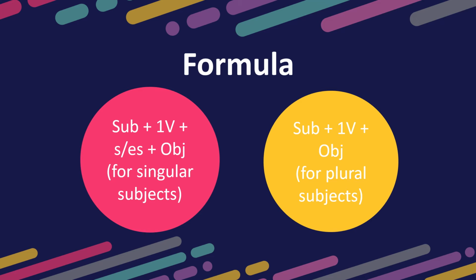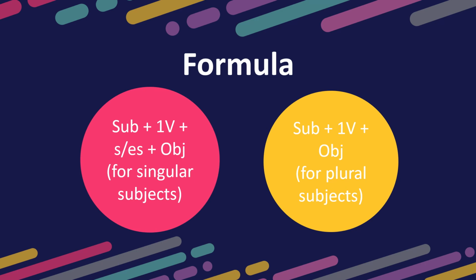Now, the formula for simple present tense: we always use the subject at the start, then the root verb or first form of the verb, plus s or es, plus object. Why do we use s or es with the first form of the verb? When we have singular subjects, for example, he, she, it, or the name of a person. For example, he plays outside. He, then play, and we have added s with that, outside. For example, Hira goes daily.